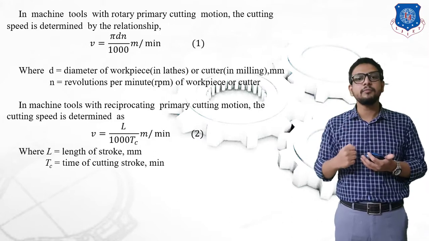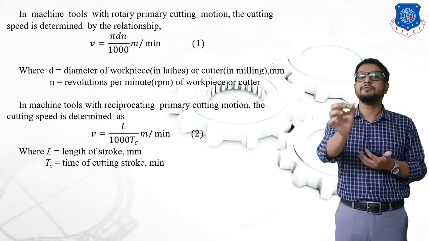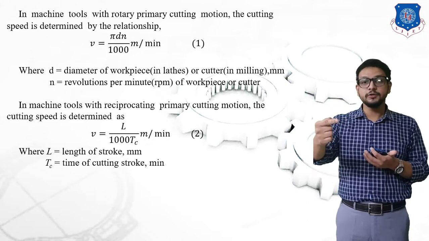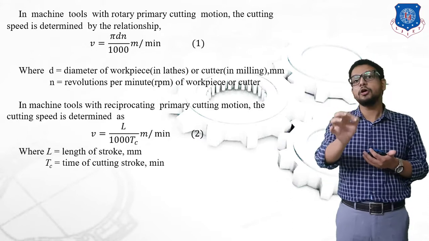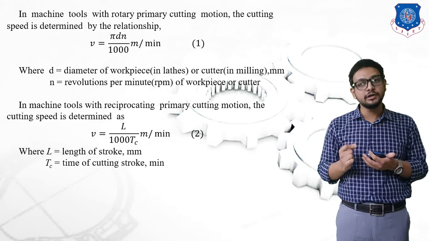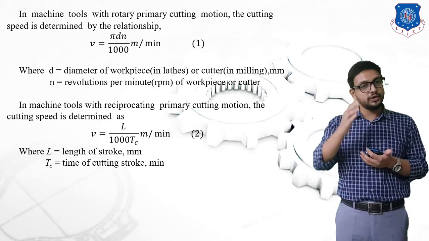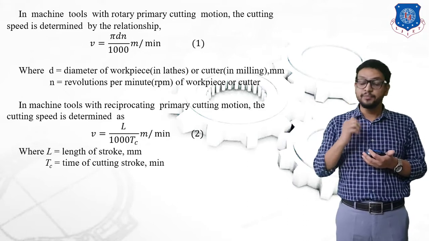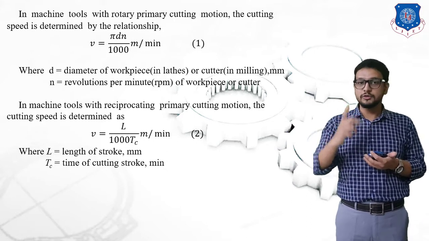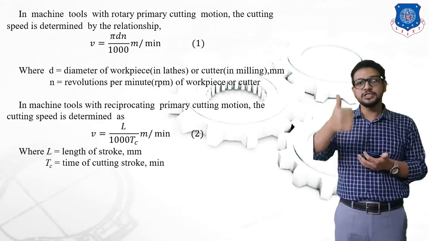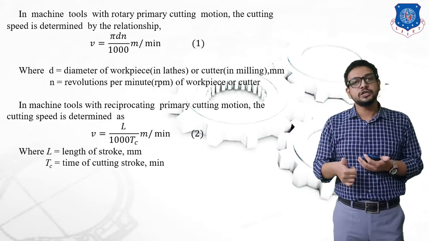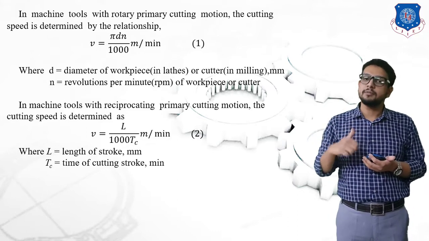So the formula will become L upon 1000 into Tc, where Tc is the cutting time, and capital L is the stroke length, which is the distance covered by the cutting tool, and it will always be in mm. But we need to find the cutting speed in meter, so we divide it by 1000. So the unit will be meter per minute. I hope you are clear with the two types of equations to determine cutting speed. The first equation is V is equal to pi d n by 1000 meter per minute, and the second equation is L upon 1000 Tc in meter per minute.